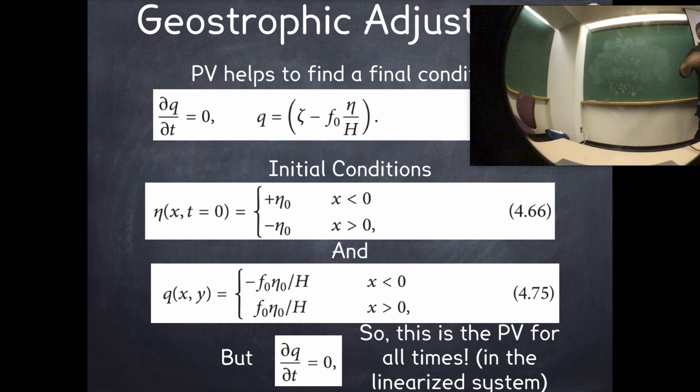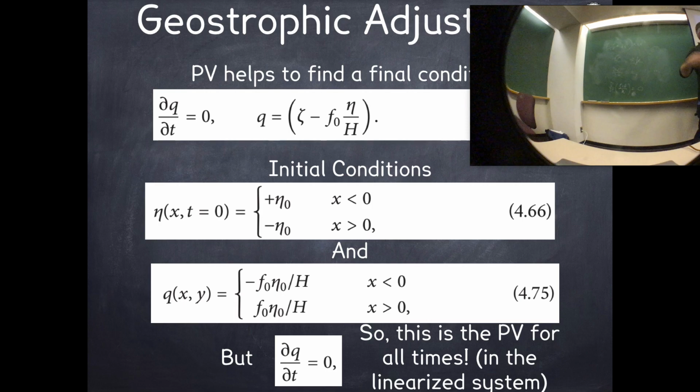So here's the initial conditions for sea surface height. Here's the initial conditions for potential vorticity, which looks really similar to that. But at the final time, this is not going to be the final height distribution at all. This is going to be the final potential vorticity distribution.